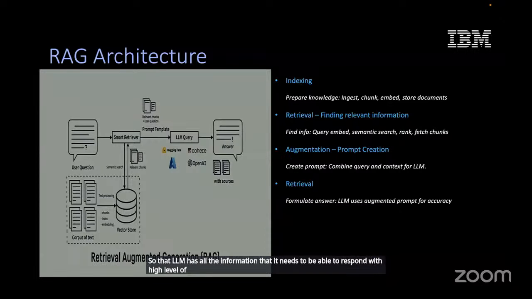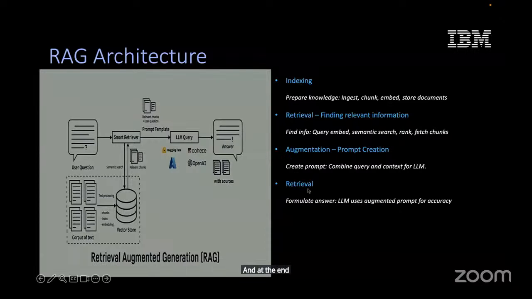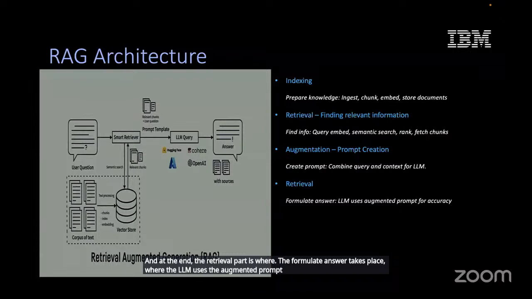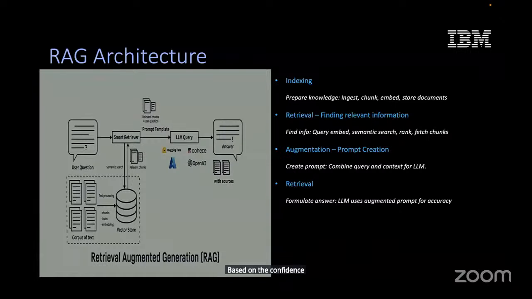And at the end, the generation part is where the answer is formulated, where the LLM uses the augmented prompt for higher accuracy and lower hallucination, and is able to respond to questions which it has not already been trained upon. All right, so that's the RAG architecture.